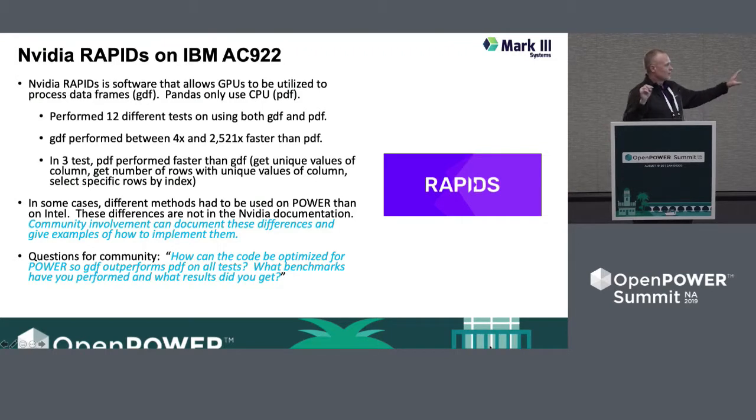Now, where do you guys come in? The documentation that NVIDIA has for Rapids is all written for Intel, every bit of it, and it doesn't always work on Power. Even something as simple as reading a CSV file and loading it up into the GPU is different. There's different syntax to it. You have to do a bunch of different stuff, and there's no documentation on it.